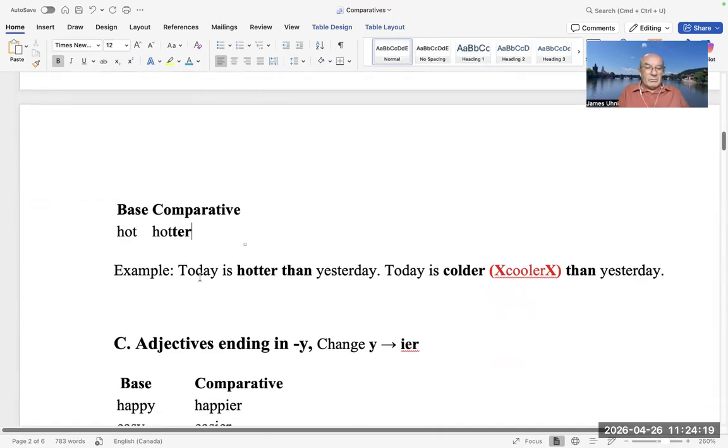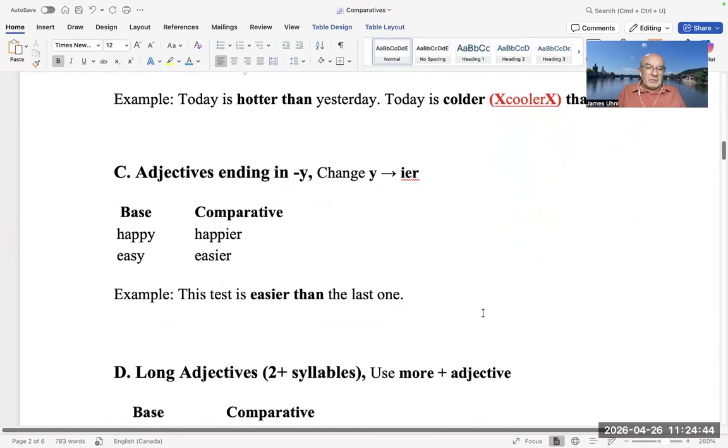Examples. Today is hotter than yesterday. Today is colder. Now, it has nothing to do with the double consonant. I just use colder, not cooler. Cooler is not a proper word. Okay.